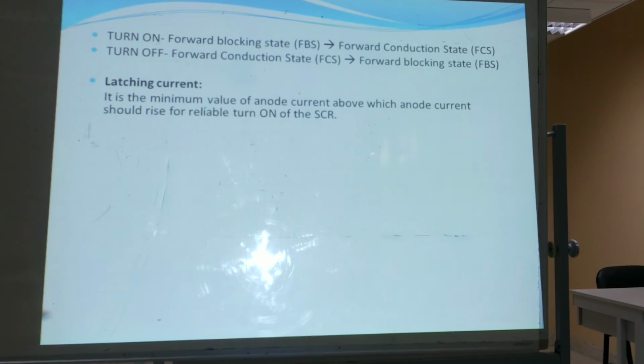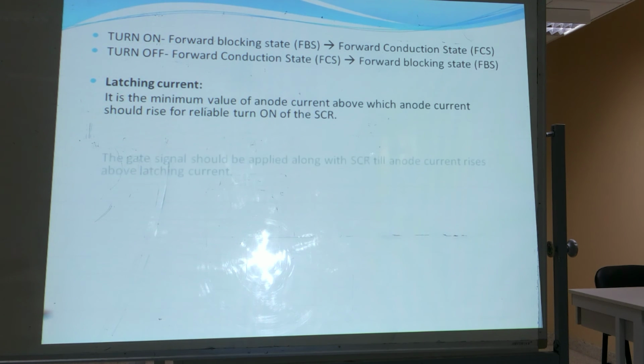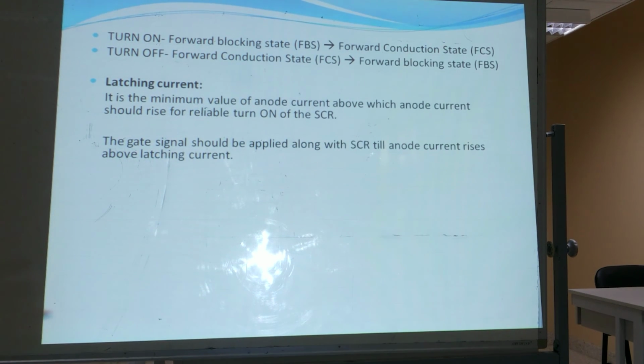Turn on of thyristor means forward blocking state to forward conduction state. Turn off of thyristor means forward conduction state to forward blocking state. Now again we can define latching current. It is the minimum value of anode current above which the anode current should rise for reliable turn on of the SCR, so that SCR remains in on state even if you remove the gate signal. The gate signal should be applied to the SCR till the anode current rises above the latching current.